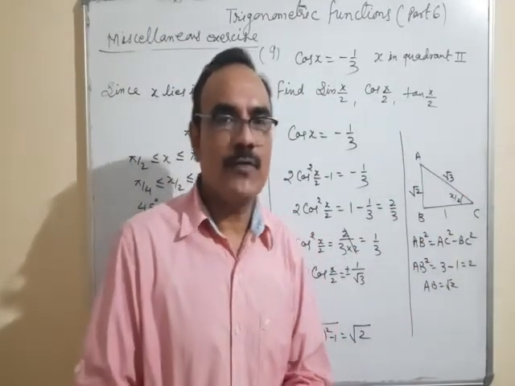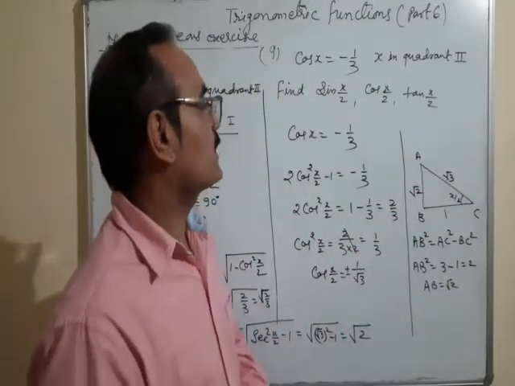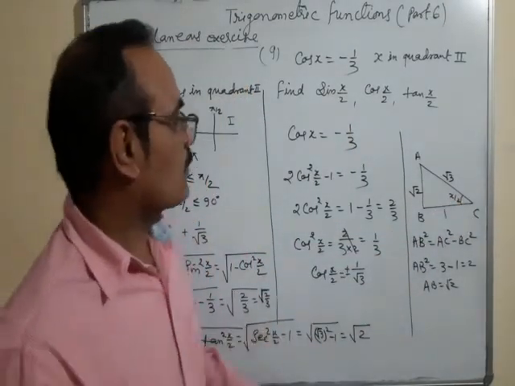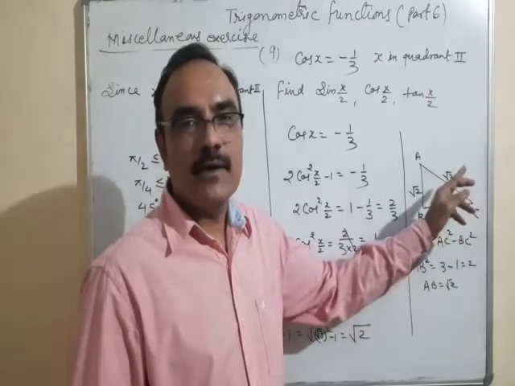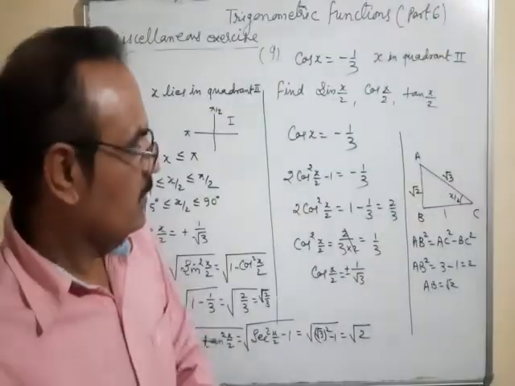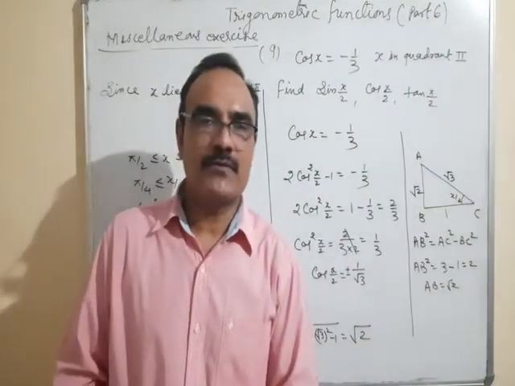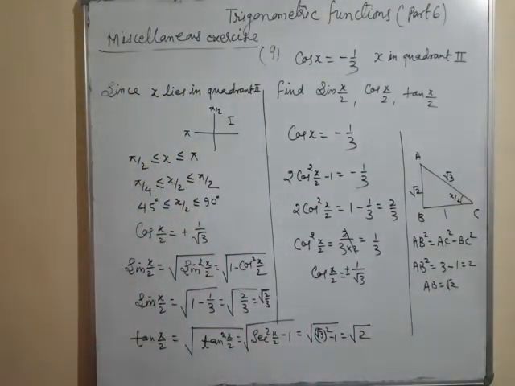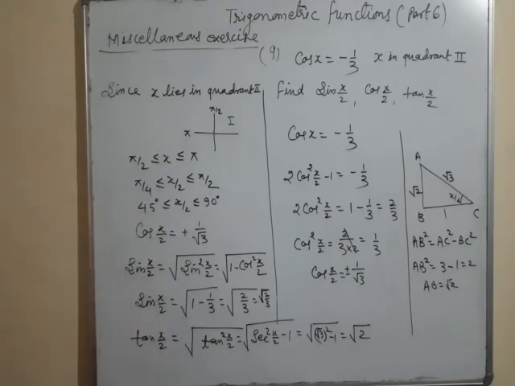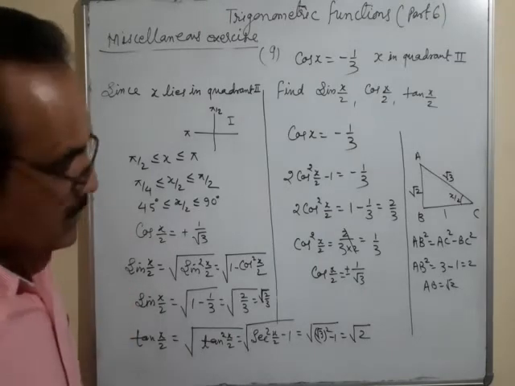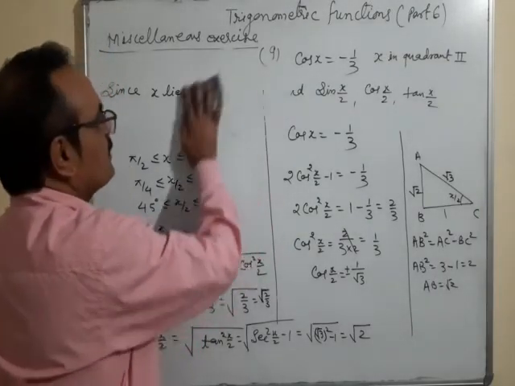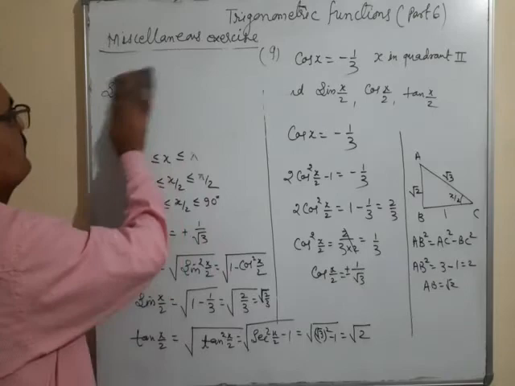Now what we are going to find? Sin x/2, cos x/2, tan x/2. Sin x/2 is root 2 upon root 3. Cos x/2 is 1 upon root 3. Tan x/2 is root 2 upon 1, that is root 2. Okay. So that is also one of the ways by which you can find the values. Right. So that is question number 9. It's a very interesting and important question also. One more question of the same type we are discussing, question number 10.